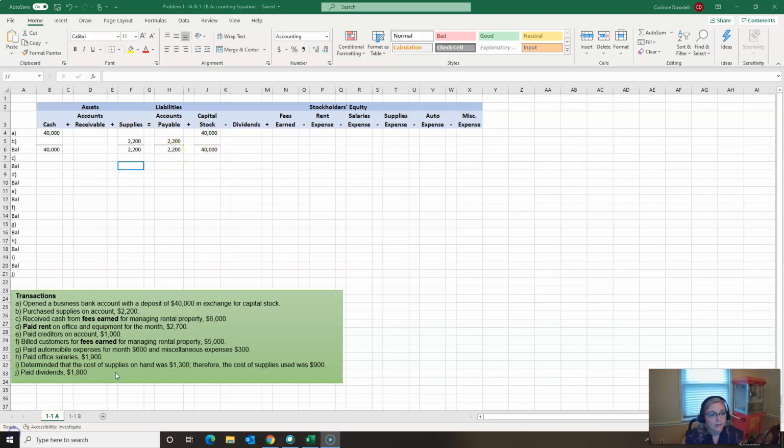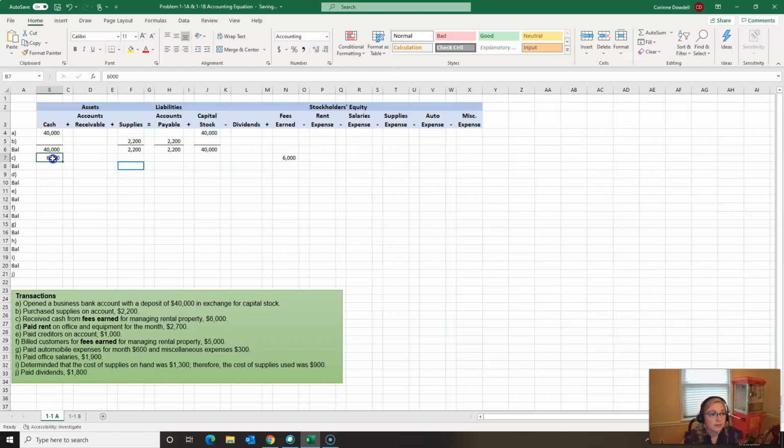Okay? Transaction C says received cash from fees earned for managing rental property in the amount of $6,000. So you'll notice that I have fees earned bolded for you. Okay, so that should give you a big hint as to one of the categories or one of the accounts that's going to be affected. And cash, because we are receiving cash. Remember, the first question we always ask ourselves is cash changing hands. If cash is changing hands, then you know that that's going to create a change in the cash account. Okay, so we're going to increase cash by $6,000, and then we're also going to go on over and increase fees earned by $6,000.